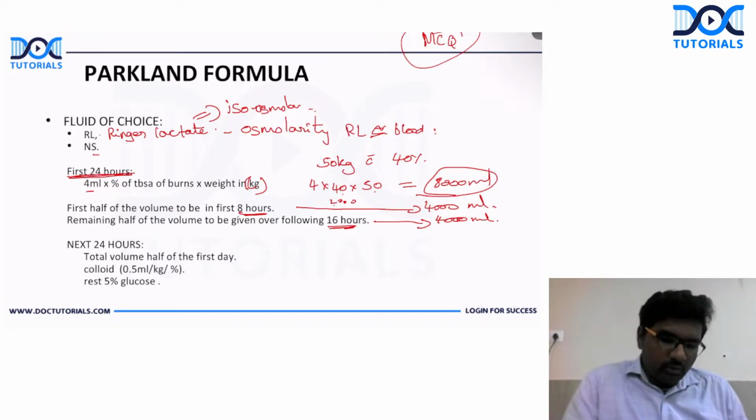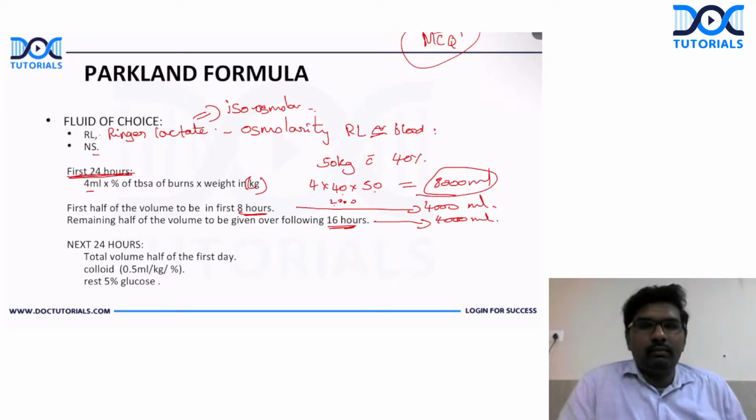This can also be asked in the NEET. Calculate the volume to be replaced in 24 hours for a patient with the following details. So it is 4 into percentage of total body surface area burns into body weight in kg. Of the total amount of fluid required, half will be transfused in the first 8 hours, and the second half in the next 16 hours.